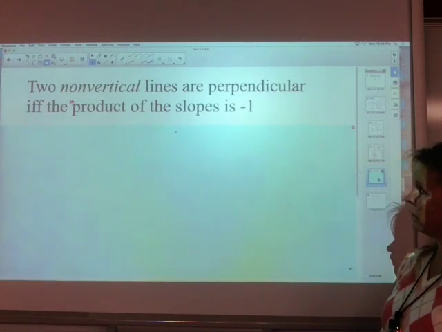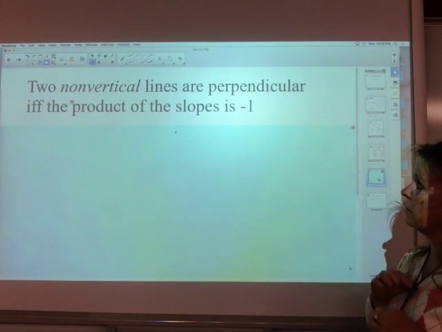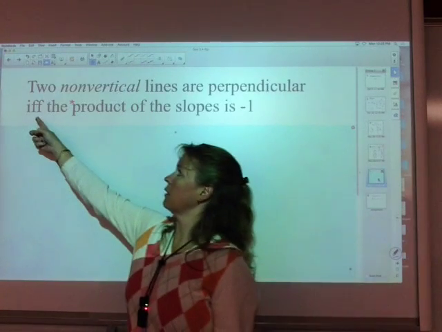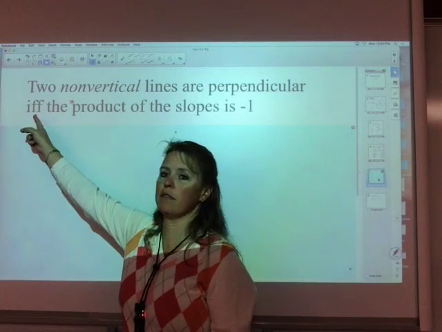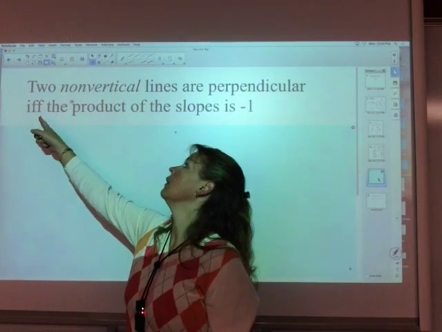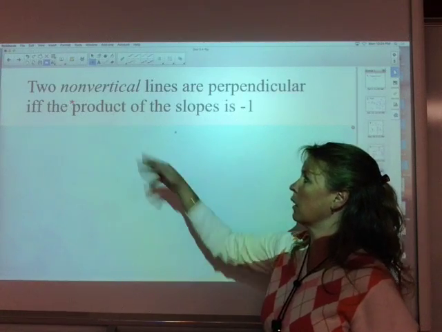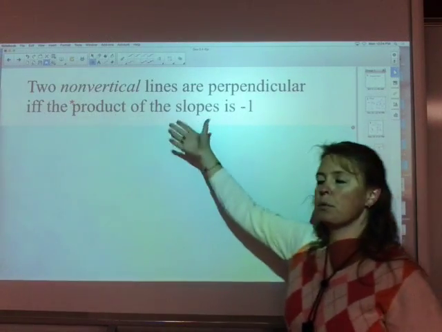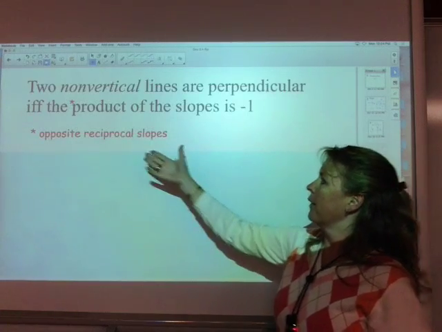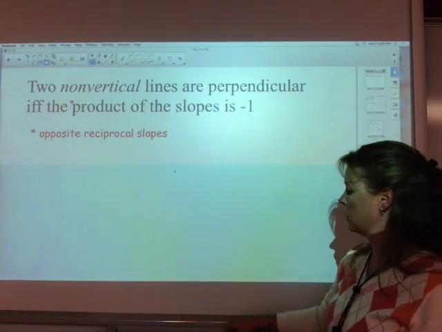Two non-vertical lines are perpendicular if and only if, that's an abbreviation, if and only if. Instead of writing it all out, IFF, it is not a misprint. If and only if the product of the slopes is negative 1. That's one way to say it. You see the asterisk. That's also saying if they have opposite reciprocal slopes.